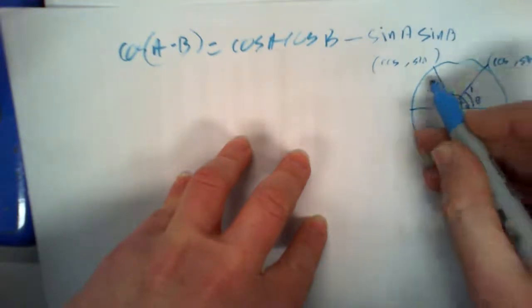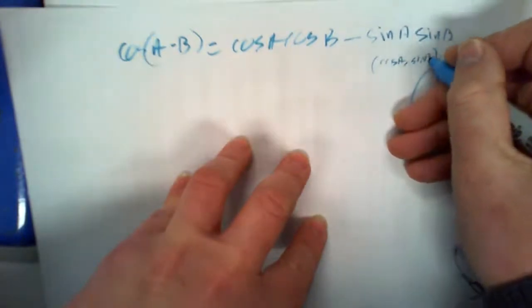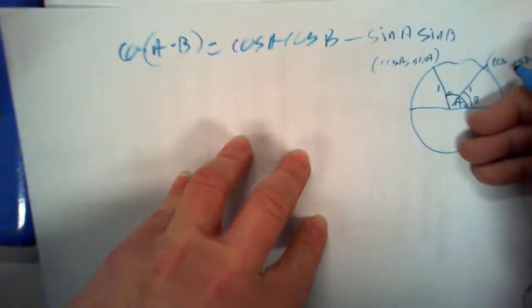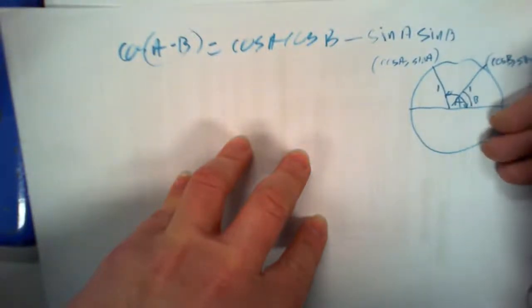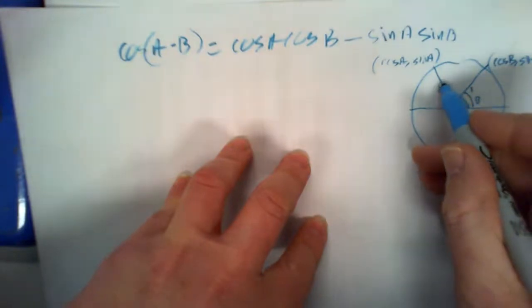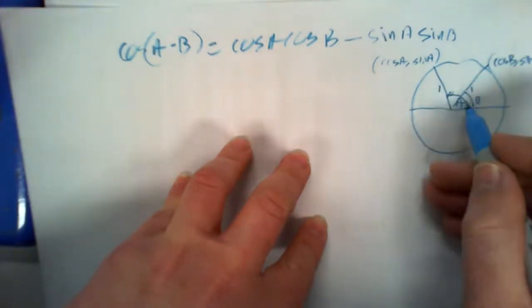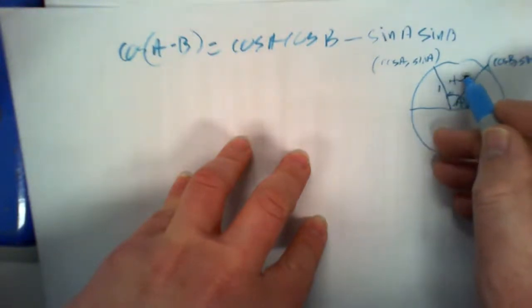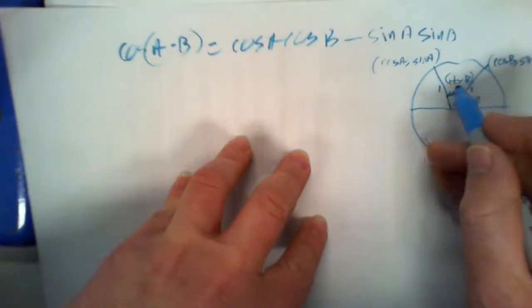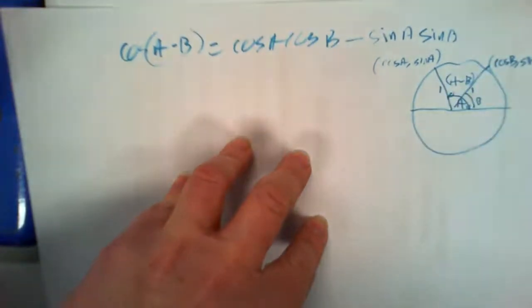So this point will be cos A, sine A, and this one will be cos B, sine B. So this little angle in here is A minus B. This is what we need to get to. So that's our plan.